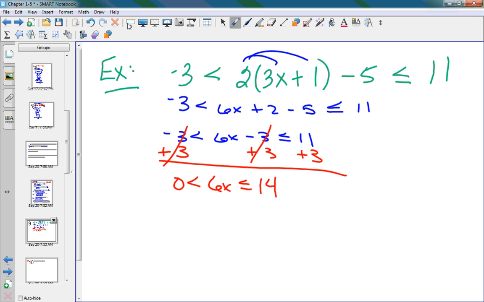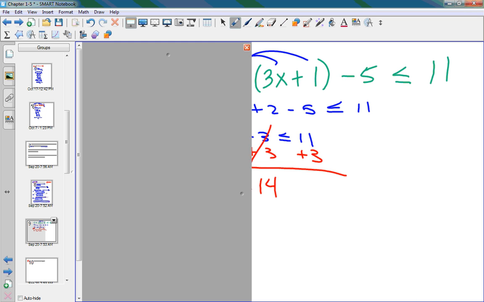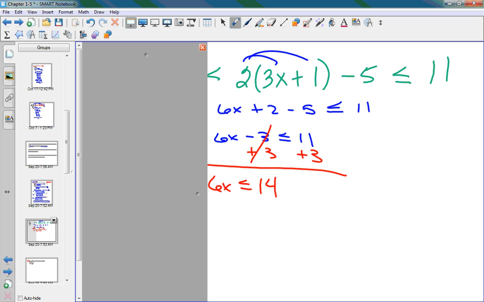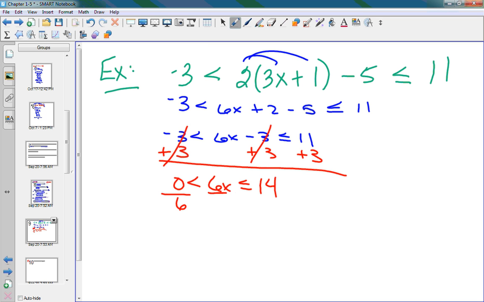Okay. Now, if you had just this problem, what would you do? Well, you would divide by 6. So we're going to divide the left, the middle, and the right by 6. So that gives you 0 divided by 6 is 0, is less than x, which is less than or equal to 14 over 6, which reduces down, divided by 2, to 7 over 3.